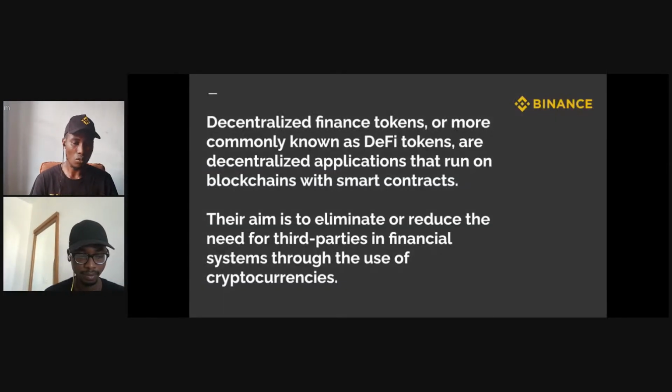There are three main features of decentralized finance. One, decentralized finance is flexible, fast, pseudonymous, and most importantly, open to everyone. It doesn't discriminate. There is no bias in decentralized finance.